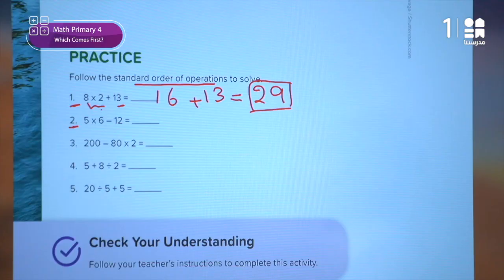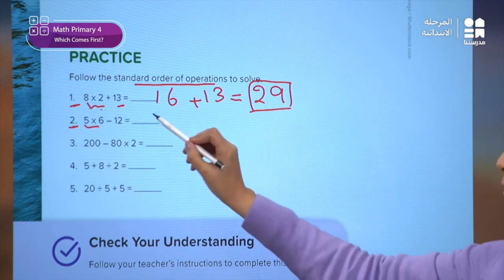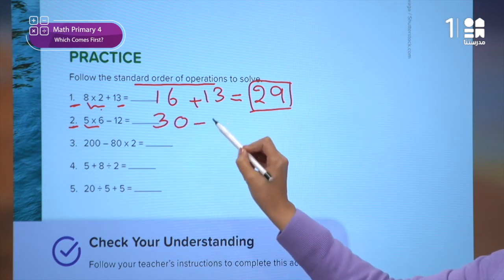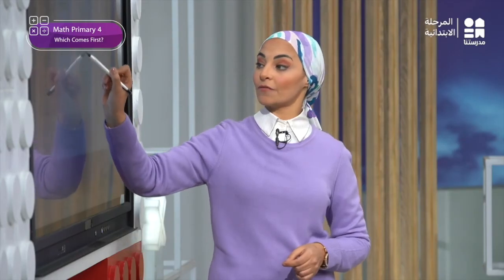It says that I want to multiply 5 times 6 and then subtract 12. So I will start with multiplication. 5 times 6 equals what? 30. And then I will do 30 minus 12. Here 30 minus 12 equals what? Of course, you can use the strategies we have learned to find the difference. You will find that 30 minus 12 equals 18.